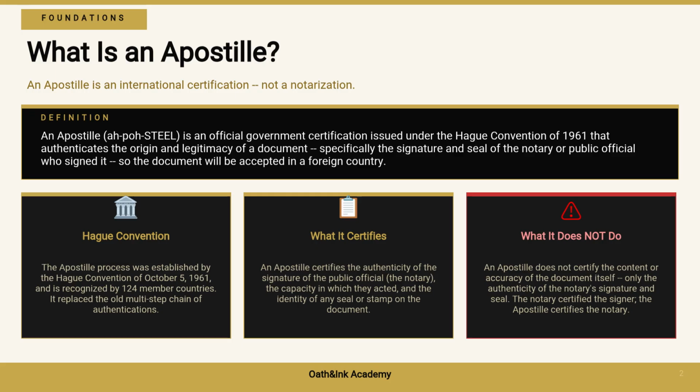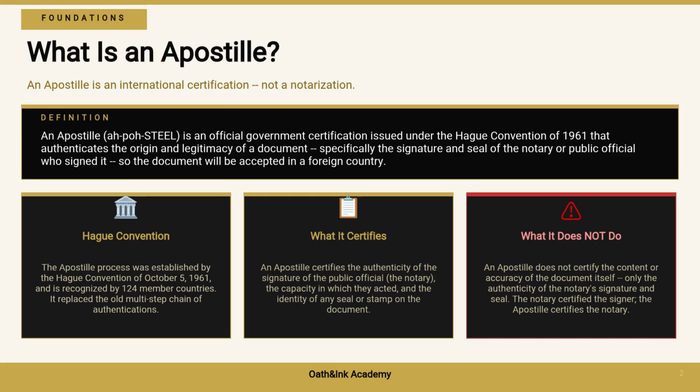A client needs a document accepted in another country. That country doesn't know the Tennessee notary who signed it. The apostille bridges that gap. The three key facts on this slide are worth memorizing. First, the apostille comes from the Hague Convention, an international treaty with over 120 member countries. Second, it certifies the notary's signature and seal, not the document content.